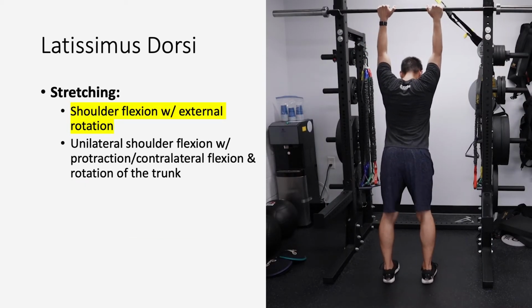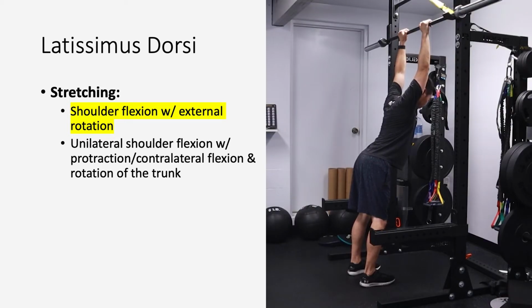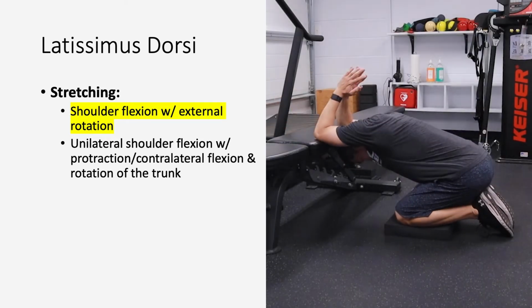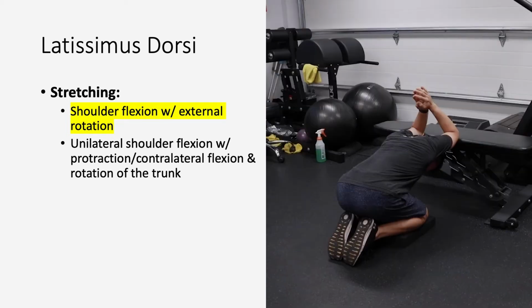To stretch your latissimus dorsi, you either need to do extreme shoulder flexion. External rotation also helps with the humerus. One of the favorite stretches that I like to incorporate is when you're in shoulder flexion with your elbows bent and you're externally rotating your shoulders.